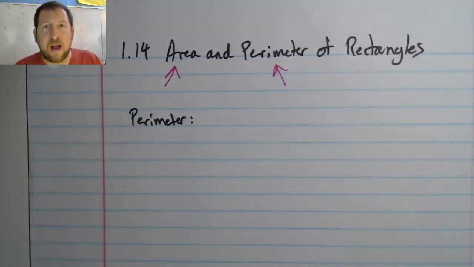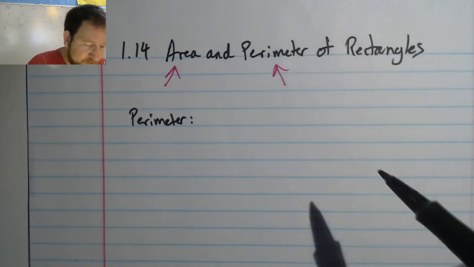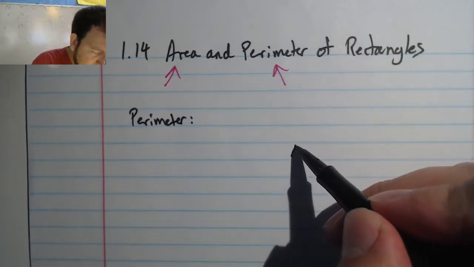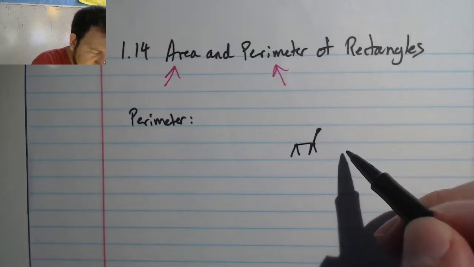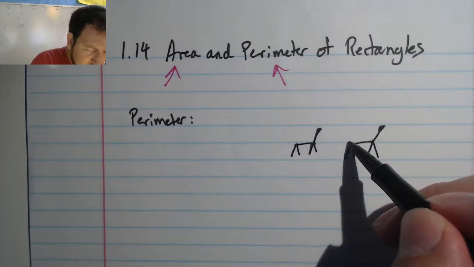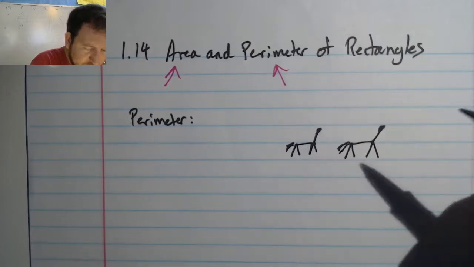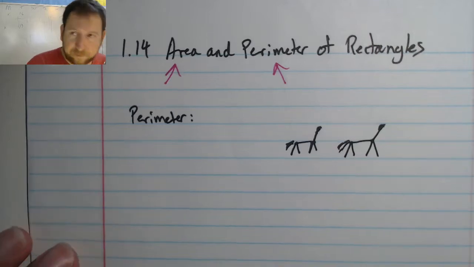Perimeter, now, I think of that as building fences around something in particular. So this is when I have my little horses. There's my horse. I'll get another horse over here. And I don't want them to... I should get some tail on my horse. There we go. I don't want them to run away, so I'm going to build them a pen.